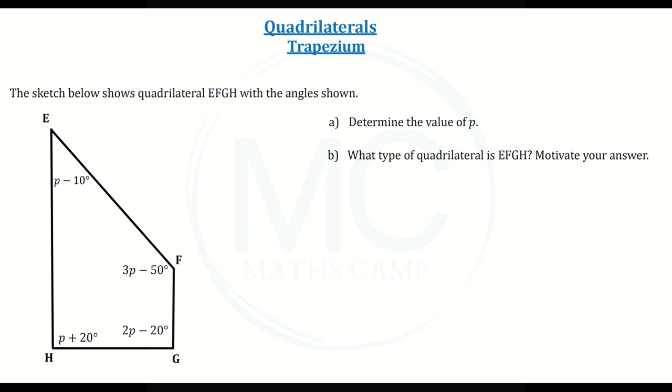Let's start with part A. Determine the value of P. Now, just like we did in the previous question, we can add up all the interior angles of this quadrilateral in order to solve for P.